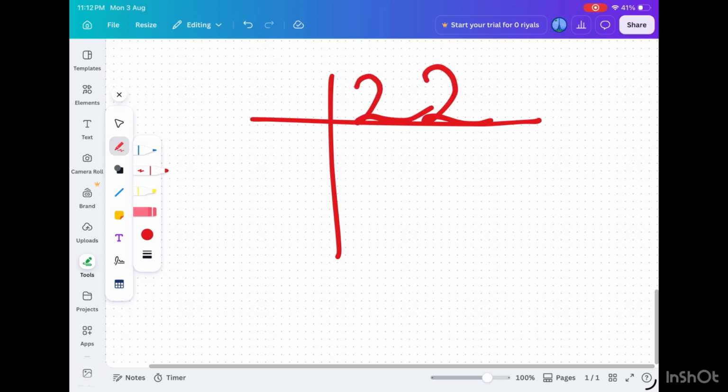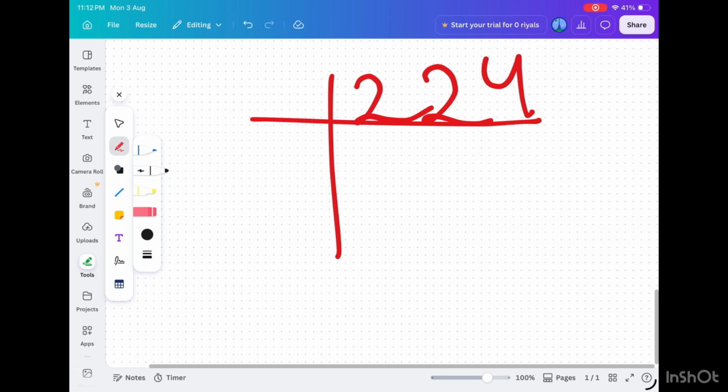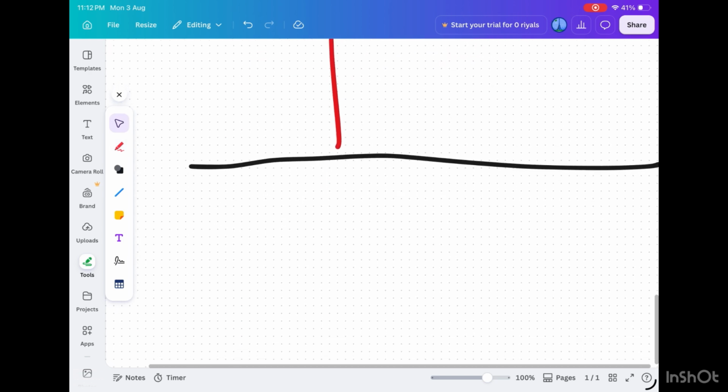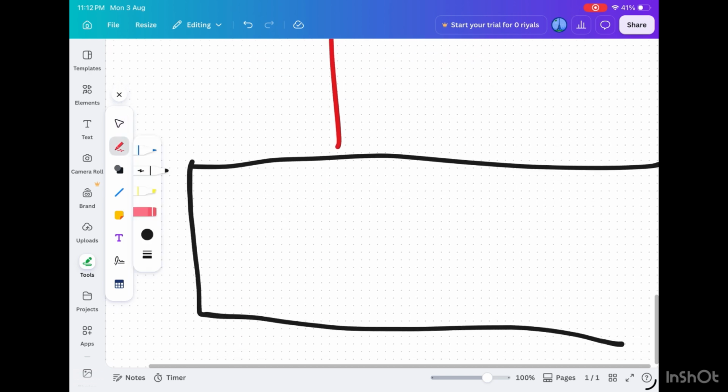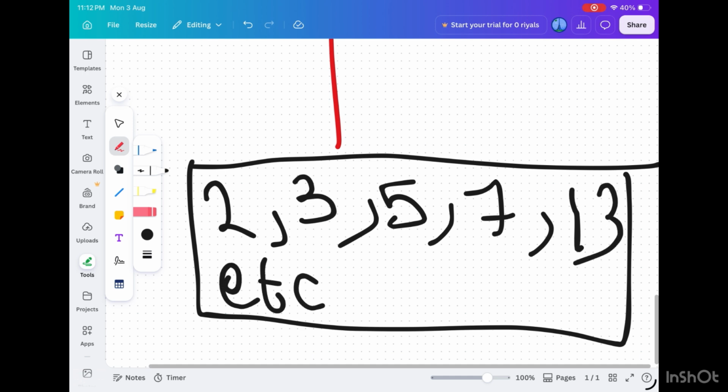So our first question is 224. We're going to use the prime factorization method and solve it. Remember, when you do prime factorization, use the prime numbers. That's why it's called prime factorization, because you use the prime numbers, not the composite, not the even. So right down below, I'm going to write the prime numbers we have. Not all, because I'm going to write etc. after 13. So we have 2, 3, 5, 7, 13, and then etc.